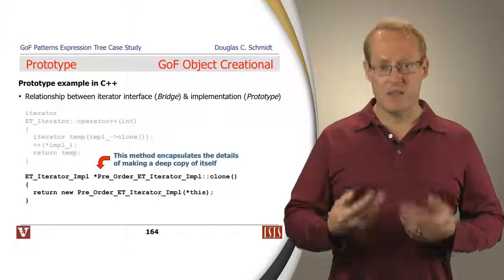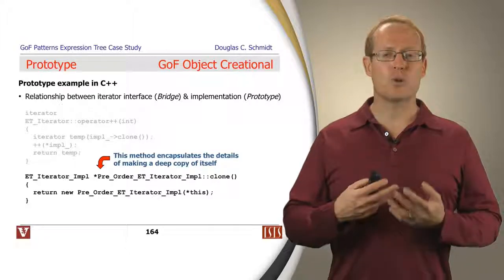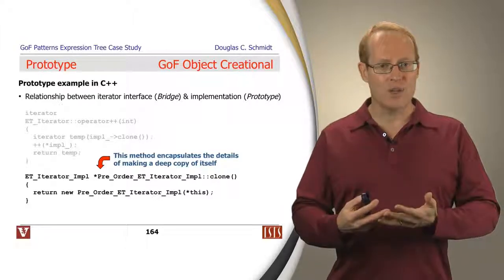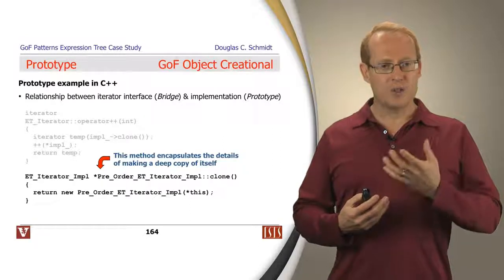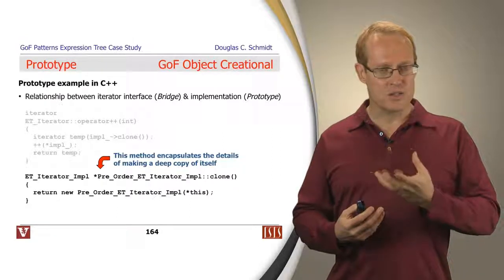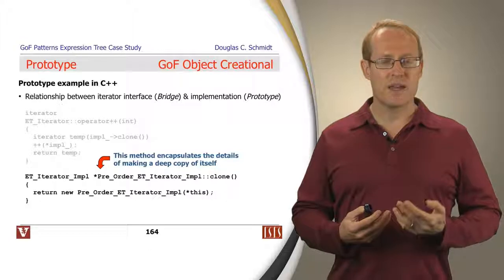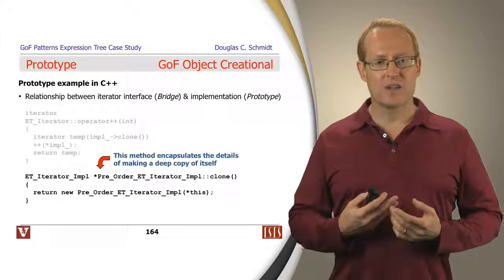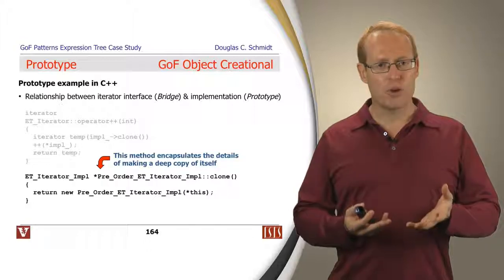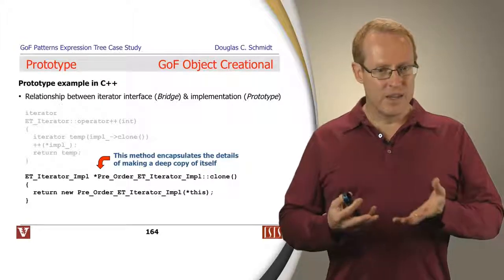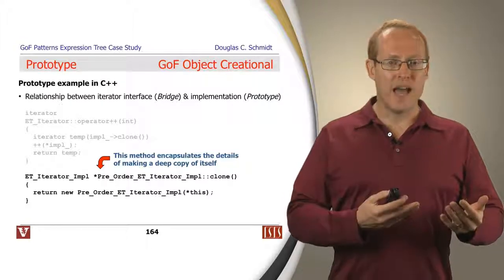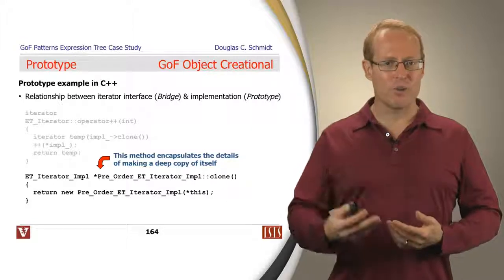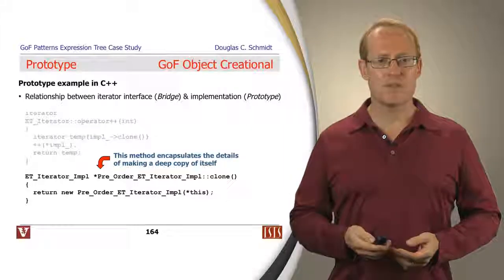And that clone method, because it knows what it is, will turn around and make a copy of itself using its copy constructor. And it returns the instance to itself, a pointer to the instance of itself, as the return value from clone. And that comes back, in this particular case, as a pre-order iterator impl, but it's used as an ET iterator impl. So it's a common way of being able to do this.